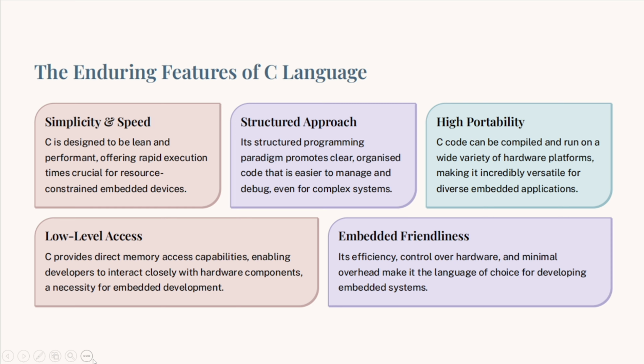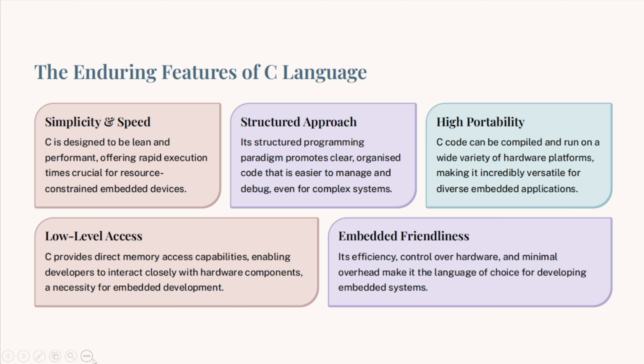High portability. C code is incredibly versatile. You can compile and run it on a wide variety of hardware platforms without major changes. Low level access. It provides direct memory access, allowing developers to interact closely with hardware, a must have for embedded development. Embedded friendliness. With its high efficiency and minimal overhead, C remains the primary language of choice for building embedded systems.